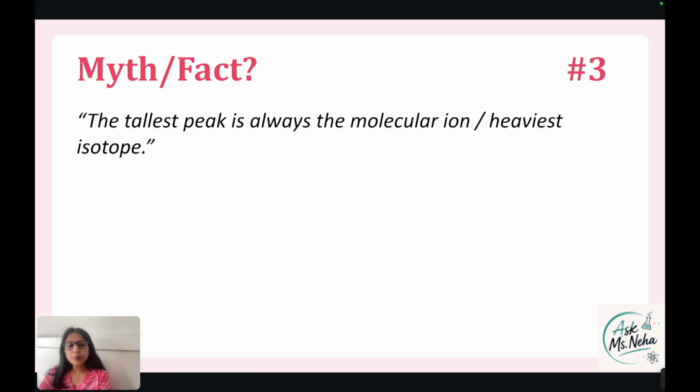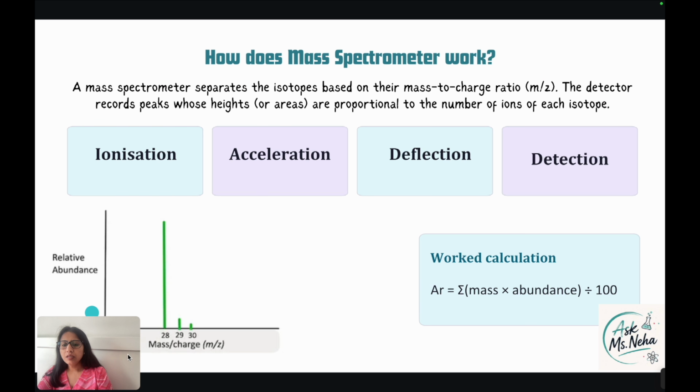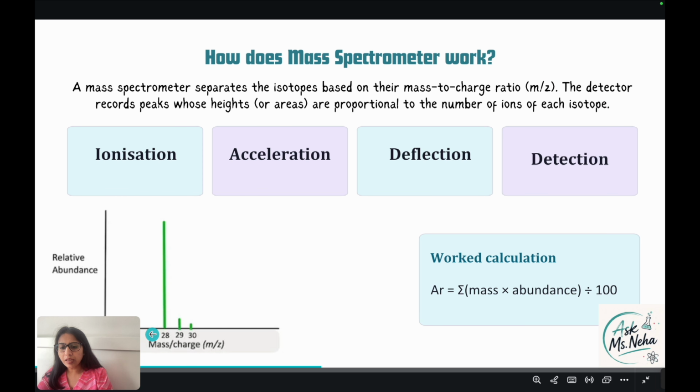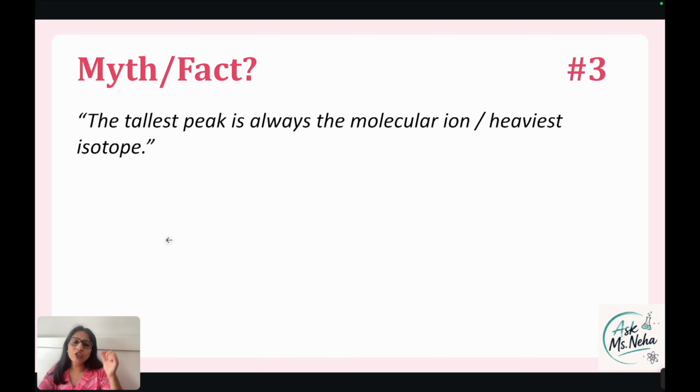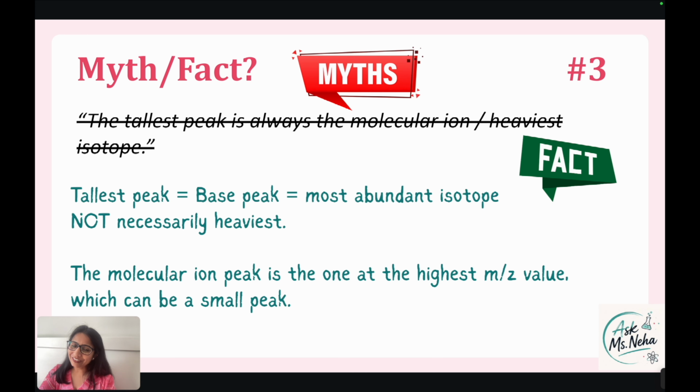So the tallest peak, let's go back to the previous slide. The tallest peak is this. Do you think it's the heaviest isotope? No, it's 28. So what does the height of the peak indicate? Well, the height of the peak only indicates its relative abundance, right? So what do you think about this statement? Is the tallest peak the heaviest isotope? Clearly not. It's a myth. The tallest peak is called the base peak, and it represents the most abundant isotope, which is not necessarily going to be the heaviest of all. It varies from element to element.